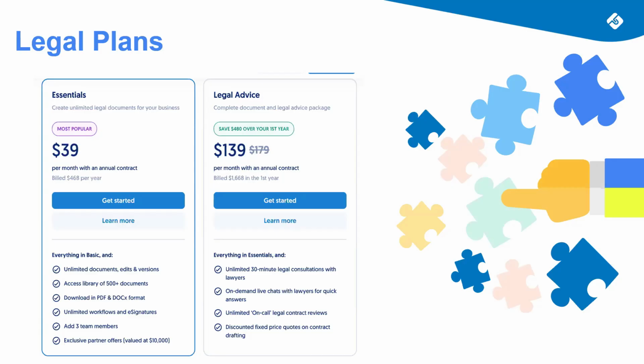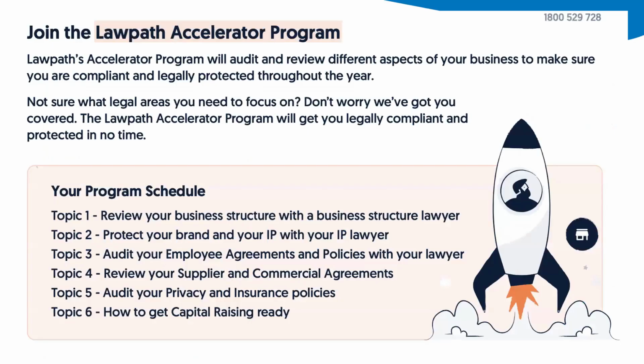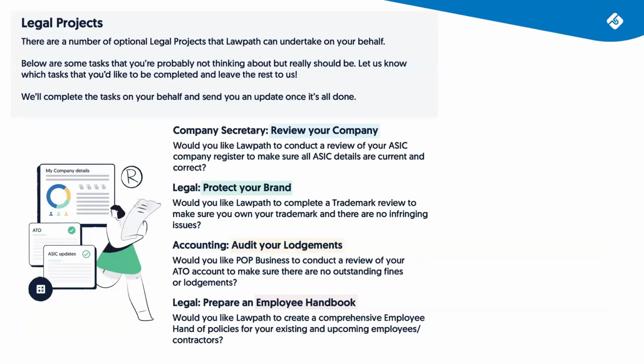But if you're still unsure and wouldn't know where to begin, there are two things I wanted to share. We have here our accelerator program. We have one for the legal advice and one for the accounting advice. These are excellent starting points, whether you're in your first year of business or 5 years in. They're designed to give you bang for your buck when using our platform. It covers a review of your business structure, protecting your brand and IP, auditing your employee agreements and policies with our lawyers, reviewing your supplier and commercial agreements, auditing your privacy and insurance policies, and finally how to get capital raising ready. There's actually a part 2, I believe. I think it's a total of 10 topics.